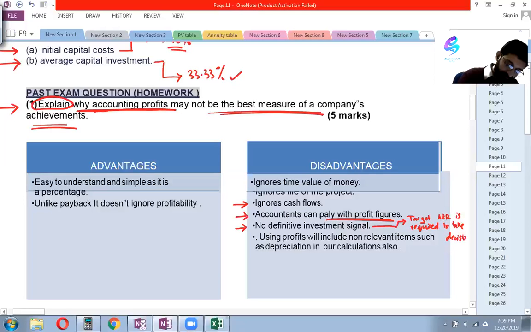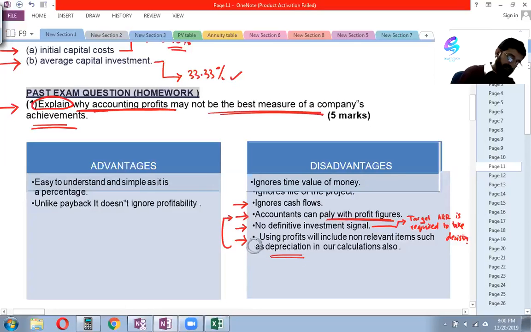You cannot just look at the answer and say, okay, this is the answer, it means accept, or this is the answer, so it means reject. No, there's no definitive signal. It depends on the company's policy or the company's target ARR. Using profits will include non-cash flow items such as depreciation and amortization in our calculation also. These are non-cash flow items, and again, your accountant can actually play with the figures, he can actually manipulate the figures, right?